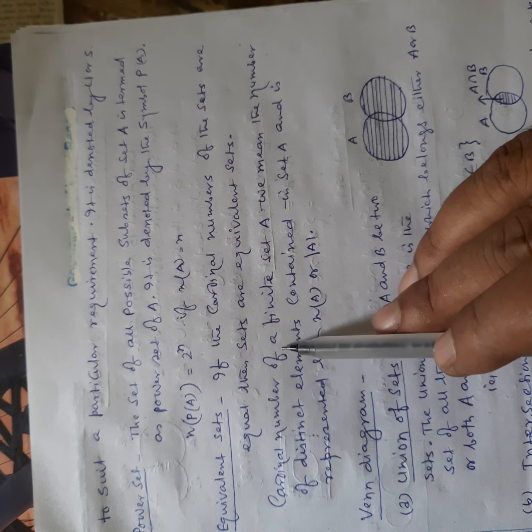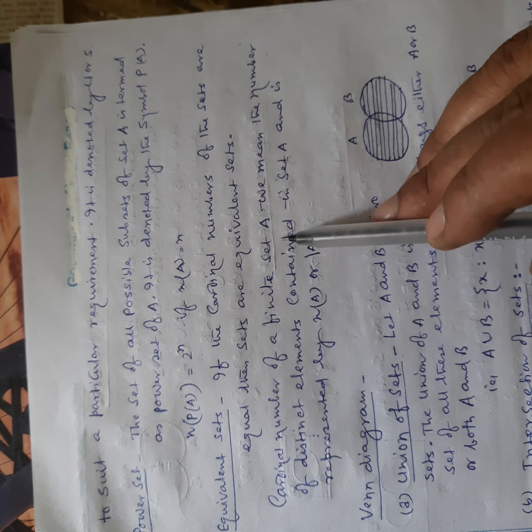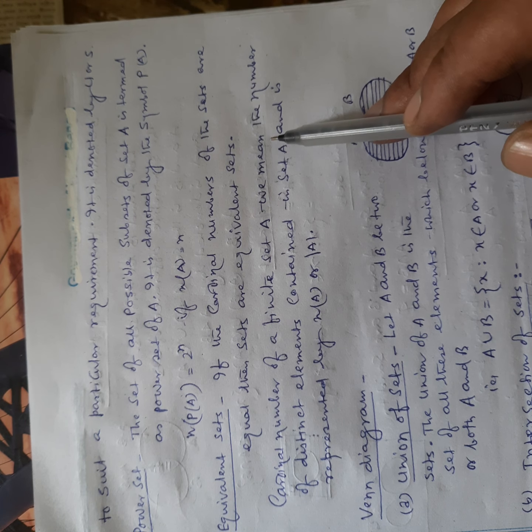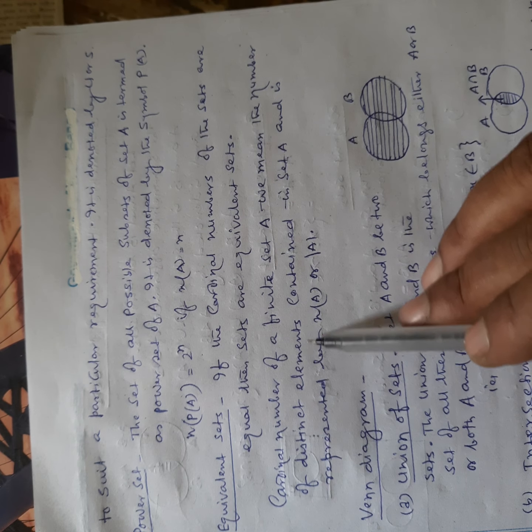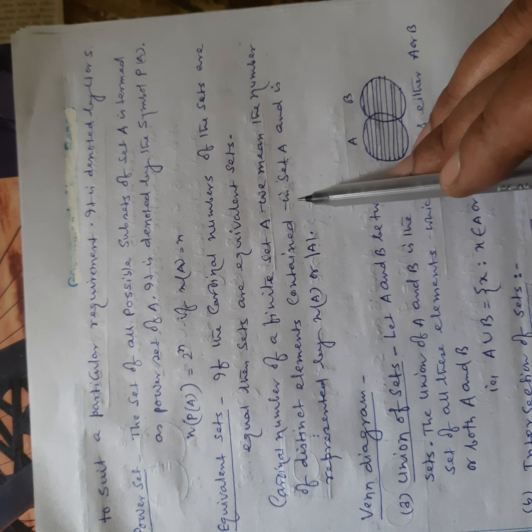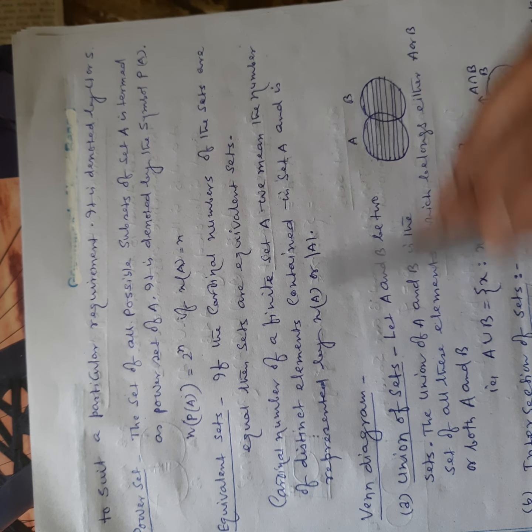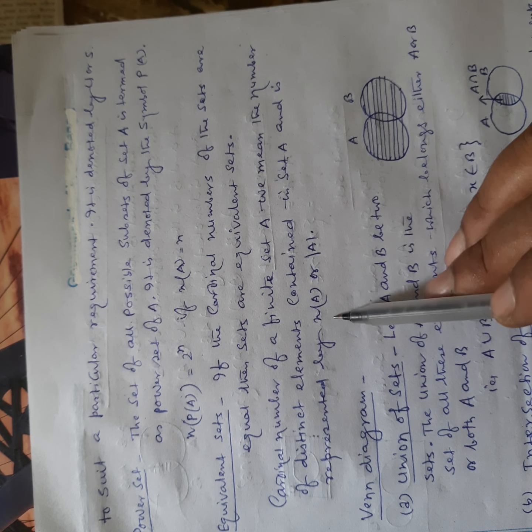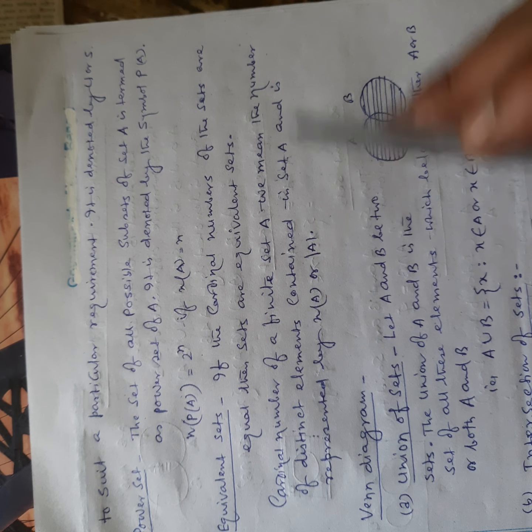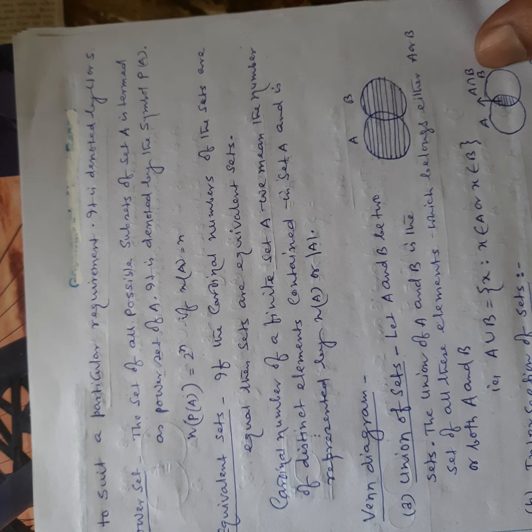By the cardinal number of a finite set capital A, we mean the number of distinct elements contained in set capital A, and it is represented by the symbol n of capital A or the modulus of capital A.